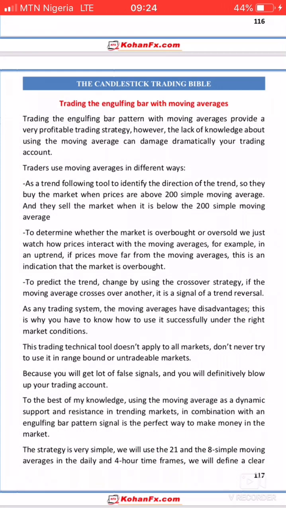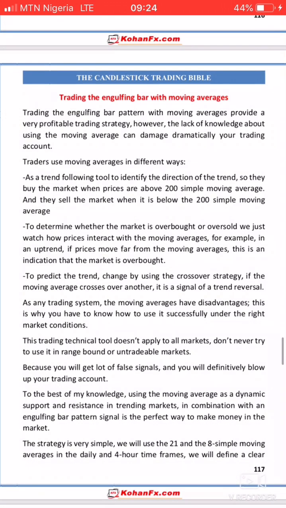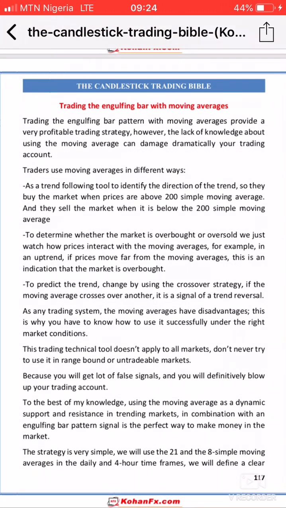As with any trading system, the moving averages have disadvantages. This is why you have to know how to use them successfully under the right market conditions. These technical tools don't apply to all markets. Don't ever try to use them in range-bound or untradable markets, because you will get a lot of false signals and you will definitely blow your trading account.